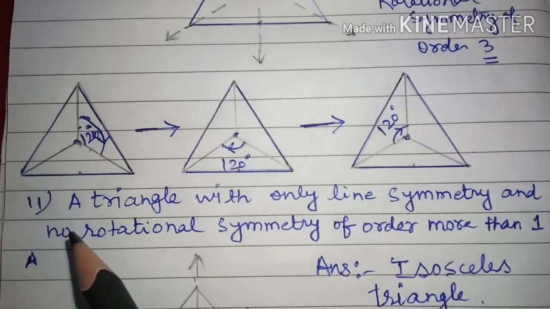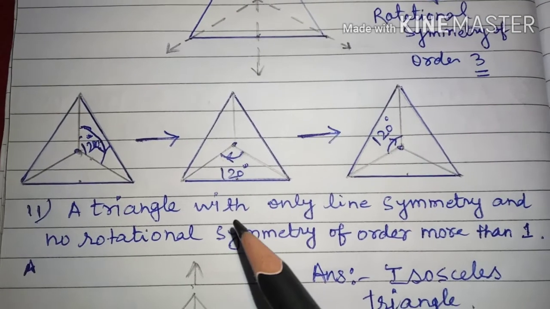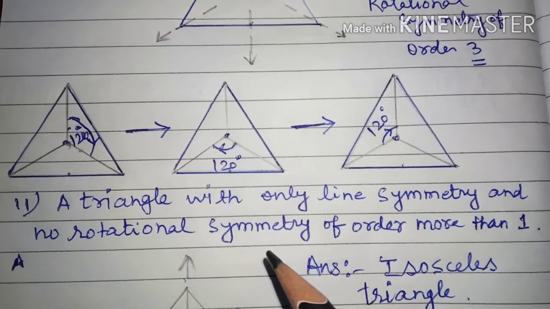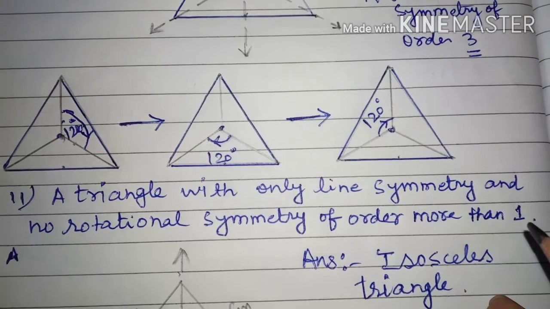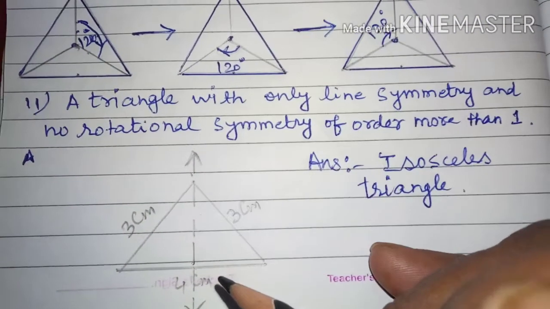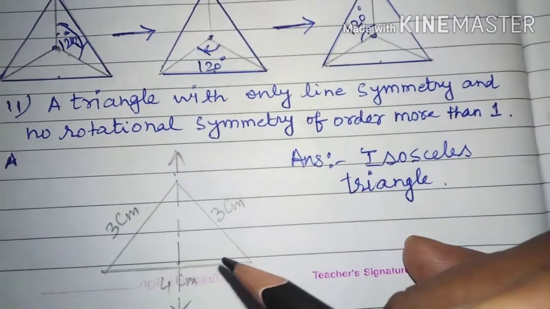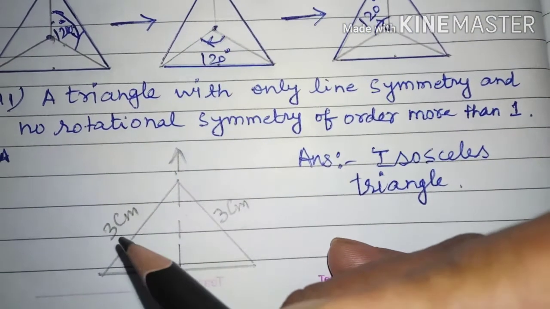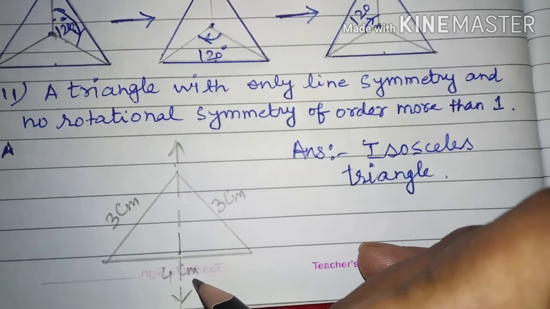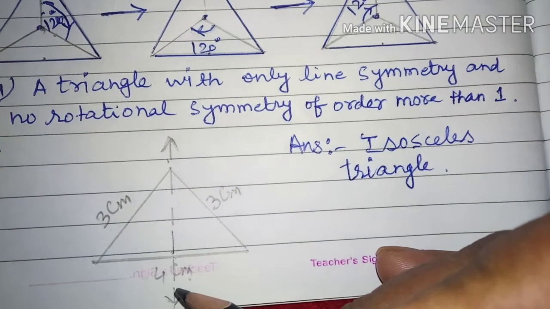Now let us see the second part: a triangle with only line symmetry and no rotational symmetry of order more than 1. So this is the isosceles triangle, which has one line of symmetry. This is the isosceles triangle. Two sides are equal, 3 centimeters and 3 centimeters. This is the unequal side of 4 centimeters. So there is one line of symmetry here in the isosceles triangle.